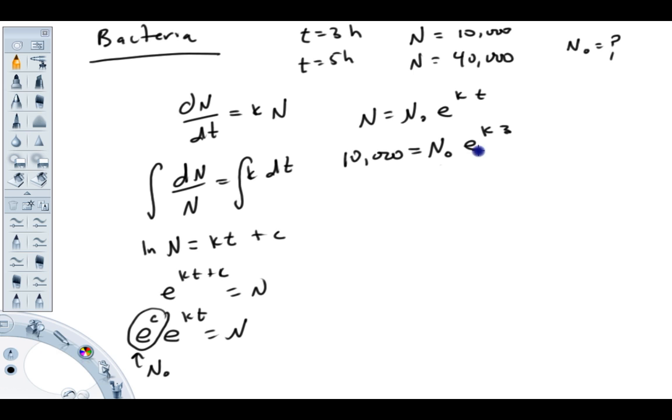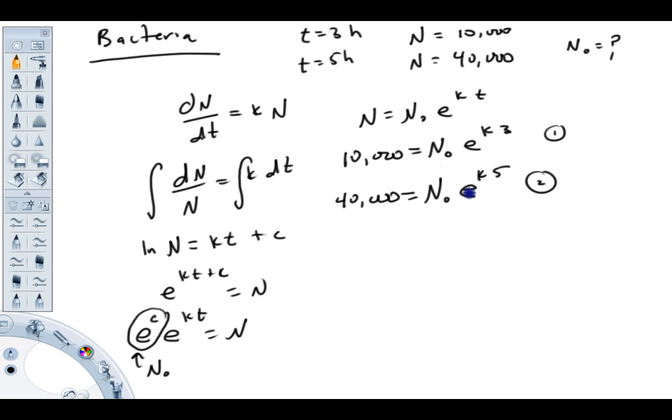We have to write a second equation. The second equation we can get from this second piece of information right here, that when t is 5 hours, the number of bacteria is 40,000. So I'm going to go ahead and write this. 40,000 equals, same n sub o though, the n sub o is the number of bacteria at t equals 0, right? e to the k times 5 now. So what we have now is a pair of equations here, equation 1, equation 2, that need to be solved for the n sub o and the k.